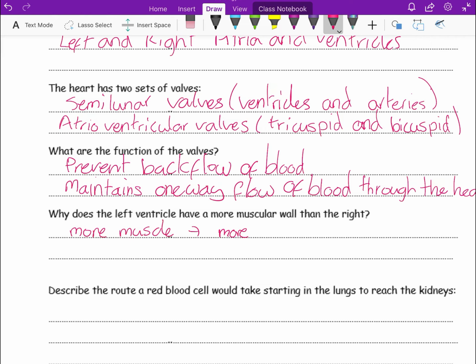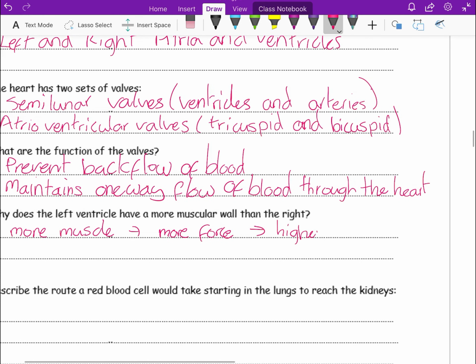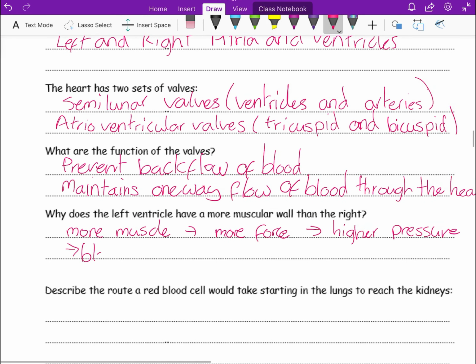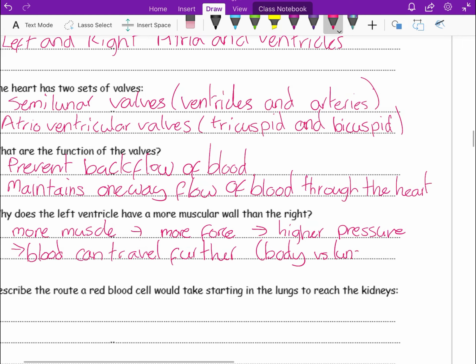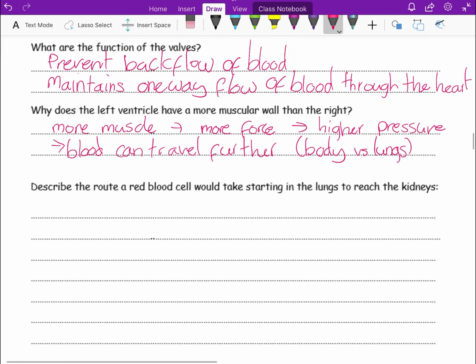Left side of the heart, as we've just said, the left ventricle has more muscle because it needs to be able to generate more force so that it's pumping out the blood at a higher pressure, because that blood needs to be able to travel further. So it's about the fact that the left side needs to be able to pump blood all around the body, whereas the right side is just pumping blood to the lungs.